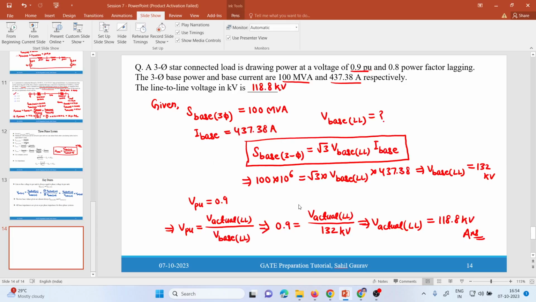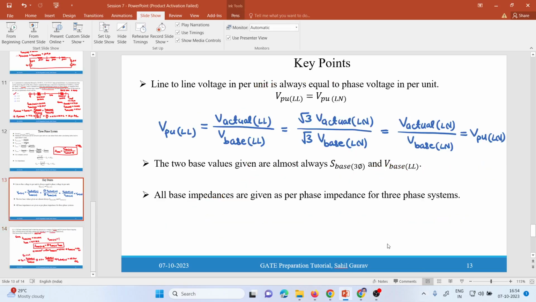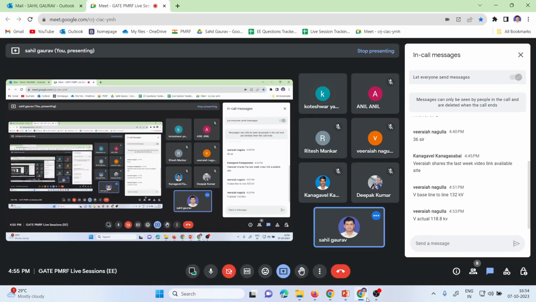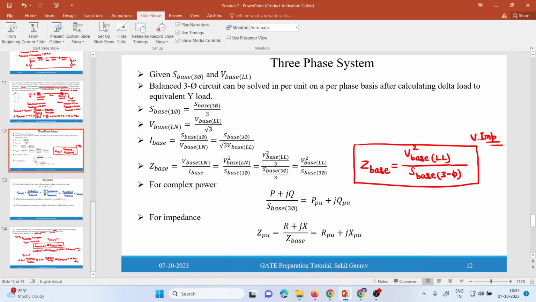Sir, for star to delta, is it also the same formula? For star to delta, you have to analyze this Z base, how you can write. You have to convert it from delta to star. But we will consider a star system because in that system, V base line-to-line is root 3 times V base phase voltage, and in the star system, line voltage is root 3 times phase voltage.